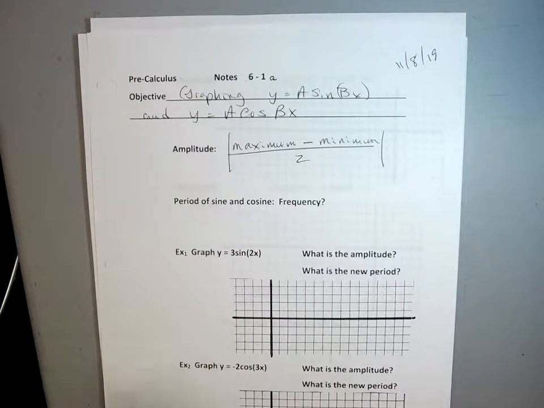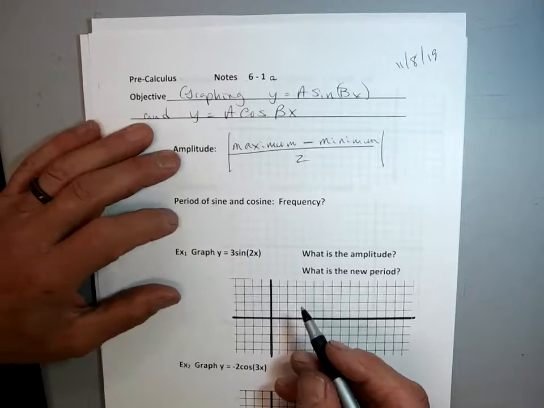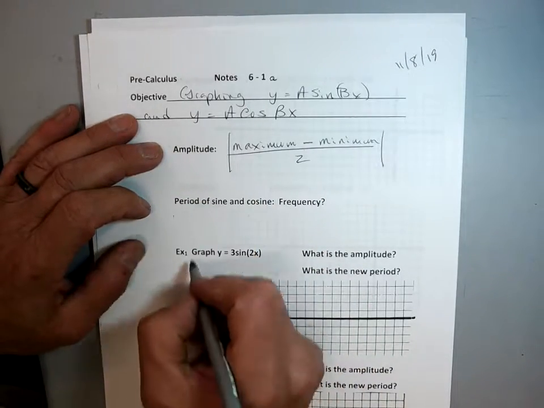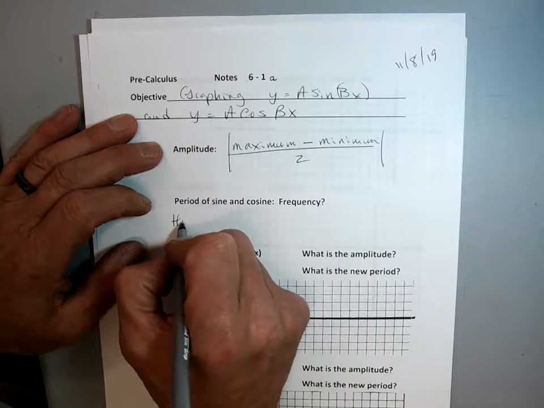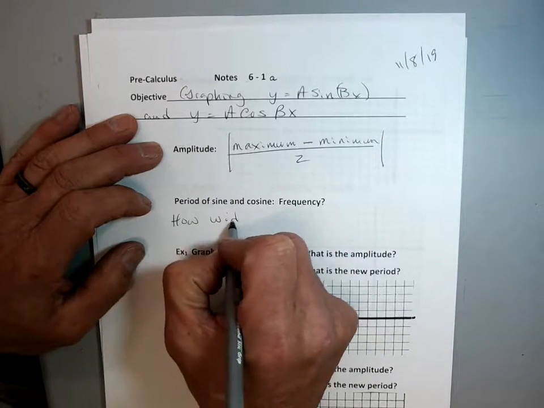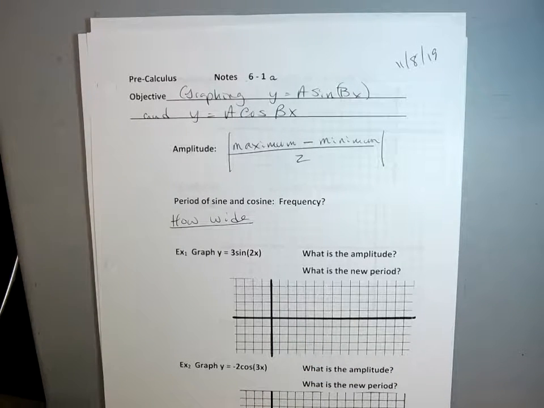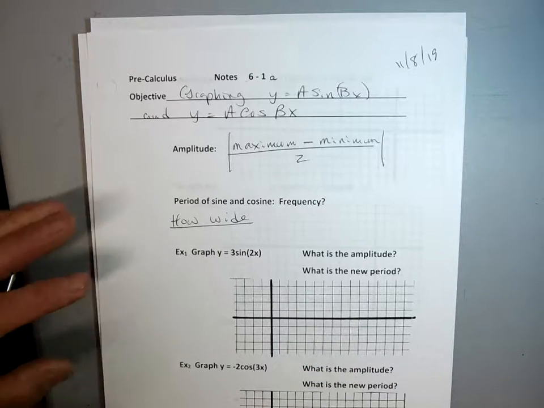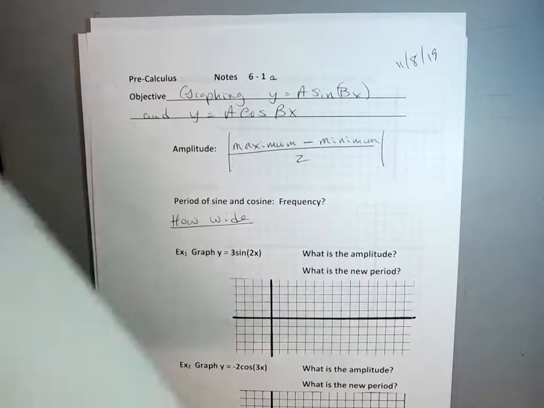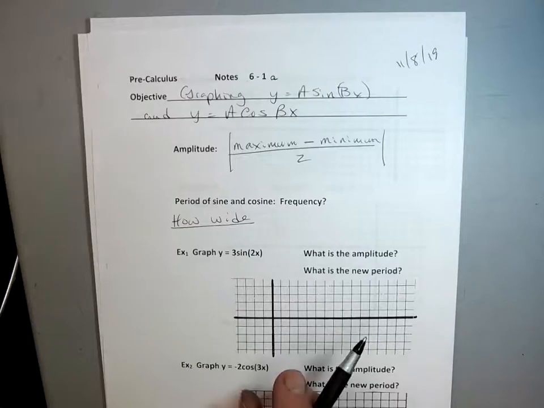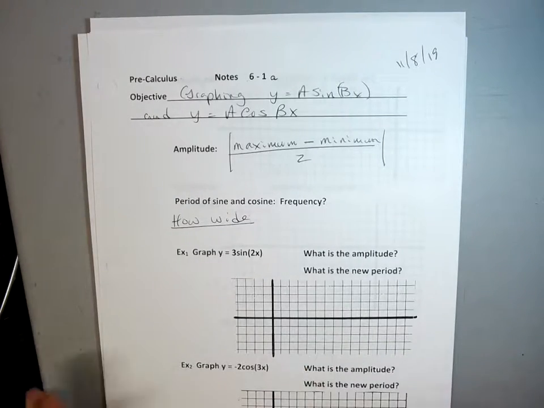Now the period. The period is always going to be related to the value of b. And the period is how wide the curve is. If it's a standard curve, the period is always going to be 2 pi. We learned that already. Standard period is 2 pi for both of these. But sometimes we'll squish it and stretch it. So that's called the frequency.